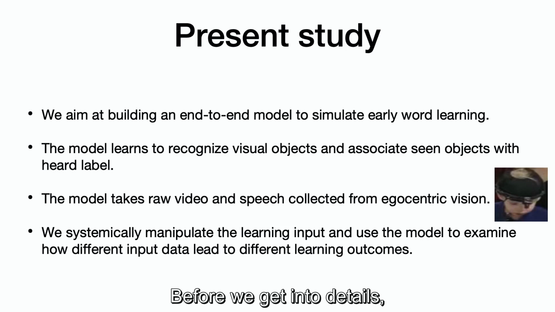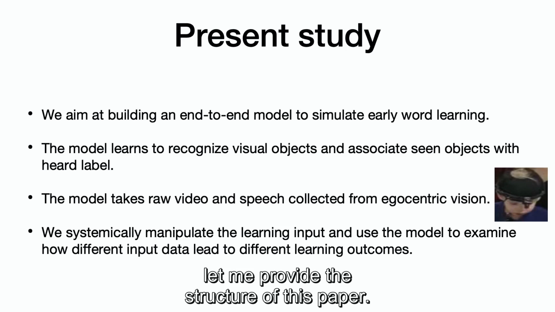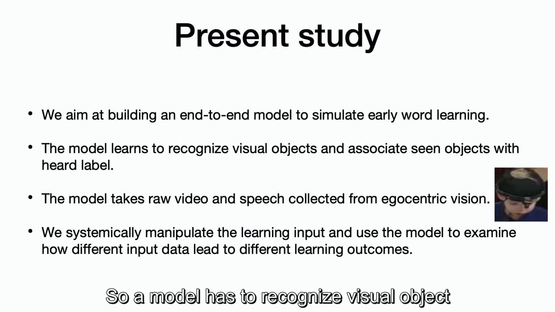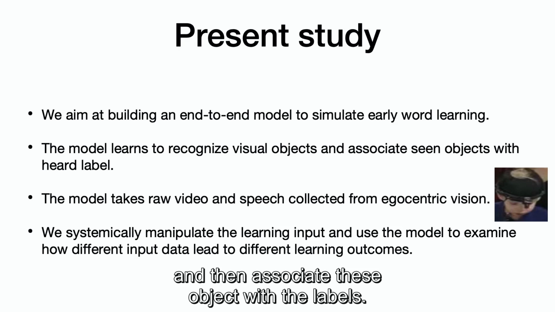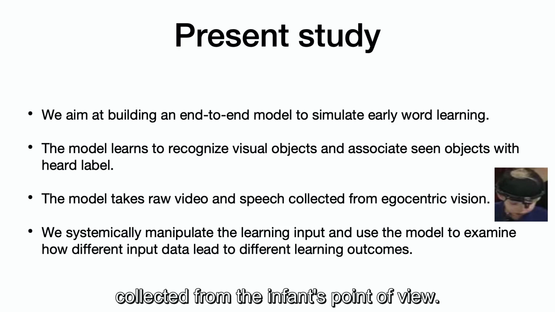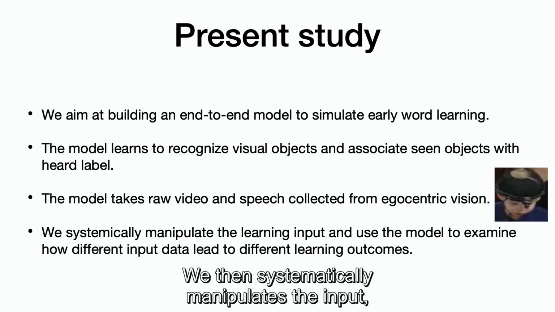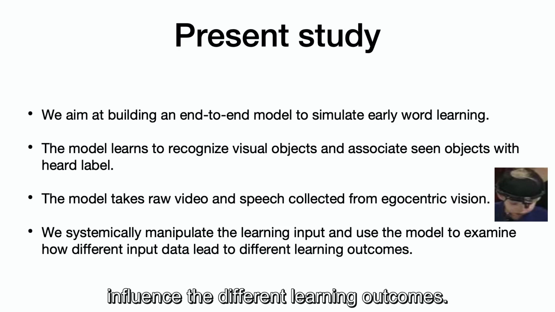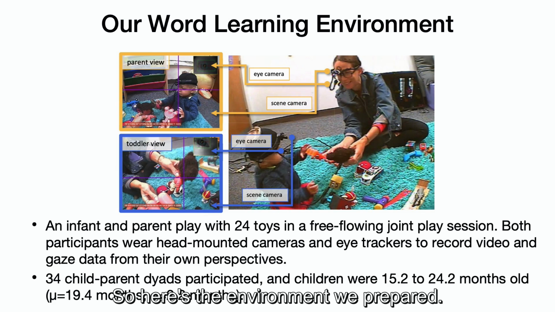Before we get into details, let me provide the structure of this paper. Our goal is to build a model to simulate early word learning. The model has to recognize the visual objects and then associate these objects with the labels. The model takes the raw video and the speech collected from the infant's point of view. We then systematically manipulate the input and use the model to investigate how different input data influence the different learning outcomes. So here's the environment we prepared.